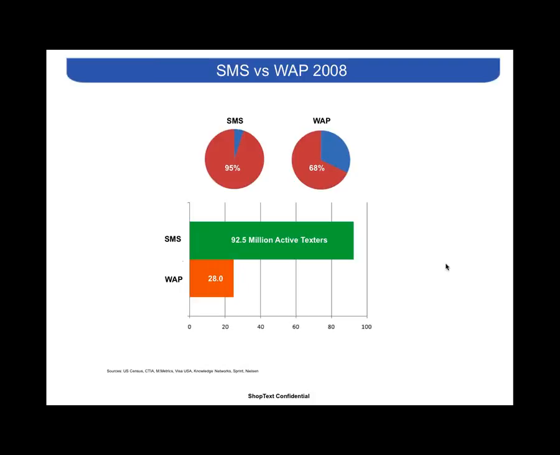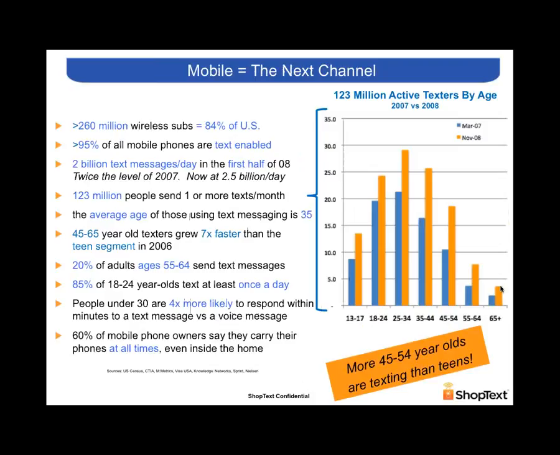And obviously apps are now taking a much bigger role, particularly on the iPhone. And some of the stats that I just like to share, now these are the current stats from November 08 from M-Metrics. When you look at 260 million wireless subs in the U.S., 95% of the phones are text-enabled. What's happened with texting is we are now at 2.5 billion text messages a day. It was 1 billion a day in 2007. In the first half of 08, it got to 2 billion. So this channel is being adopted at an incredible rate.